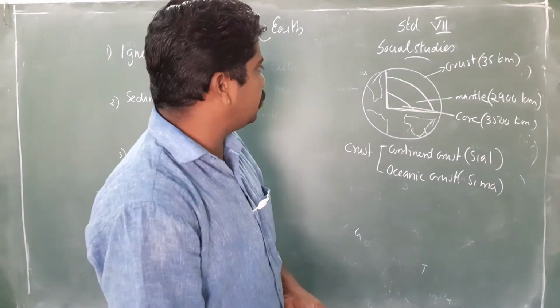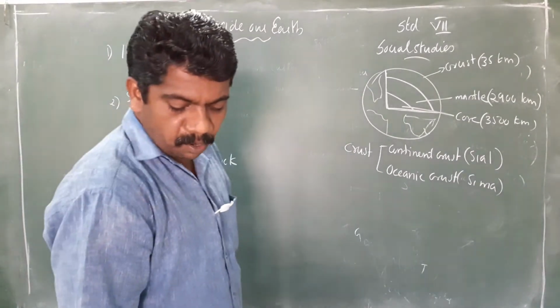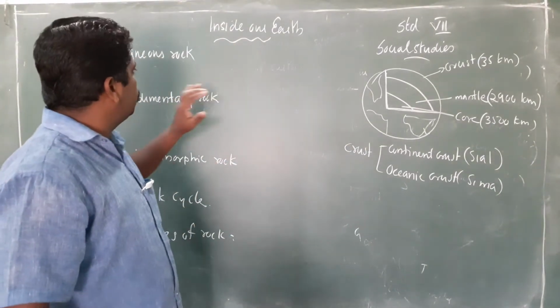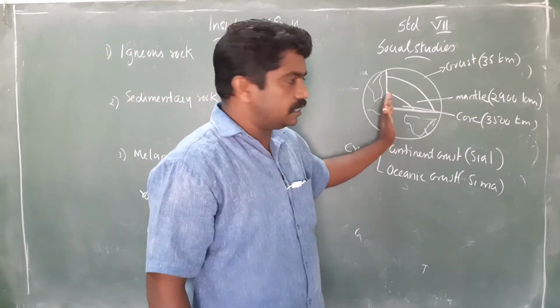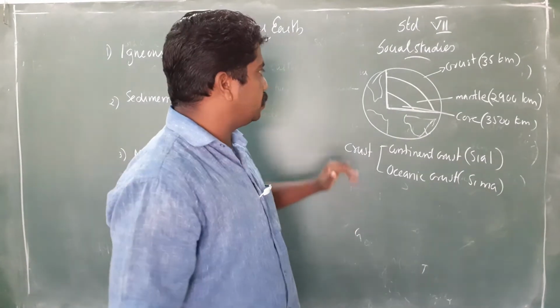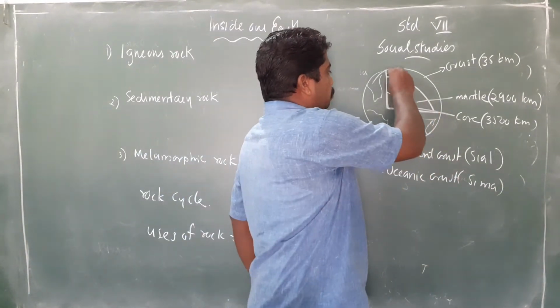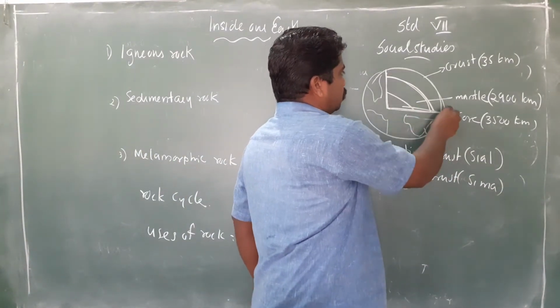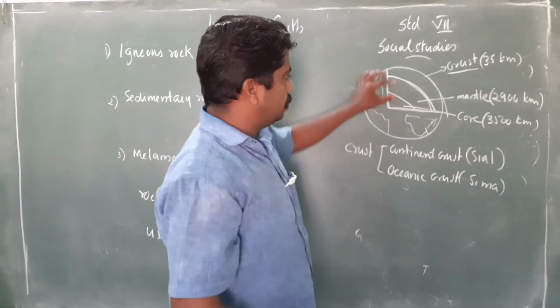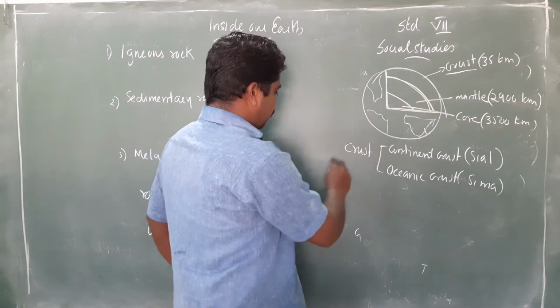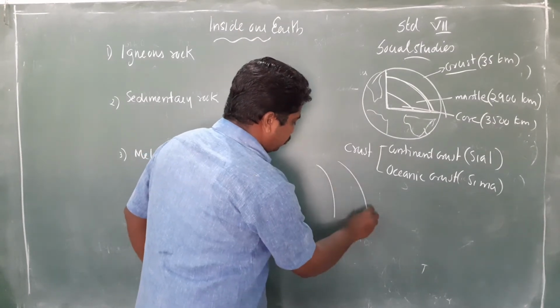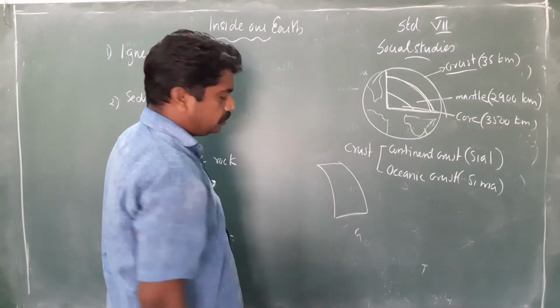So let us understand this chapter. We are studying about the inside of our earth. The earth is divided into three parts. The top layer of the earth is called crust. This is the outside part of the earth.